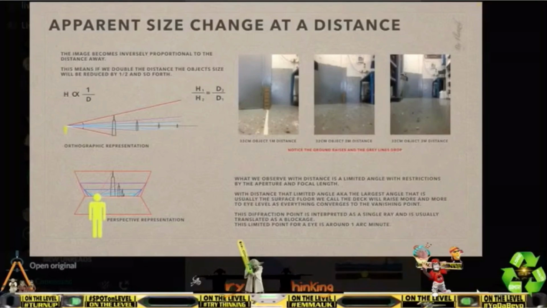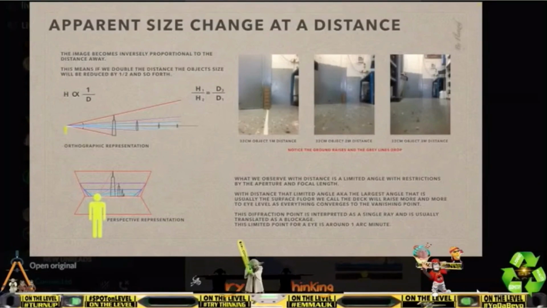This is just me trying to show the image becomes inversely proportional to the distance away. So this means if we double the distance, the object size will be reduced by about half, and so on. This is just a simple equation to show the height is inversely proportional to the object distance. If you wanted to do it as a ratio, you've got height 1 over height 2 equals distance 2 over distance 1. It's just a quick ratio calculation that anybody can work out.